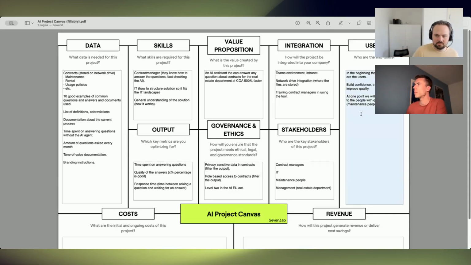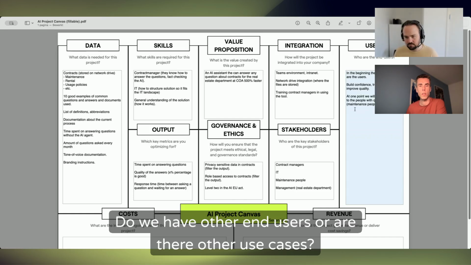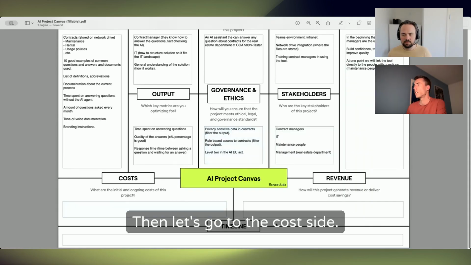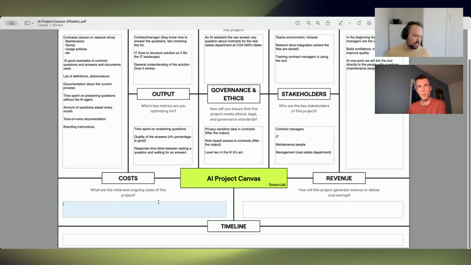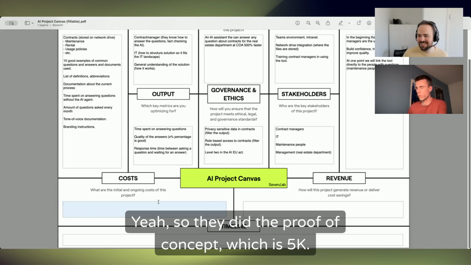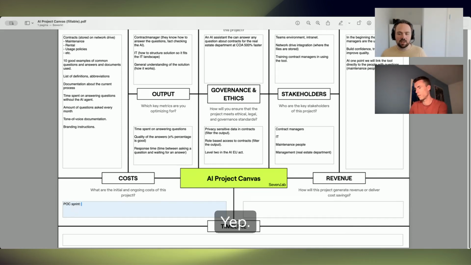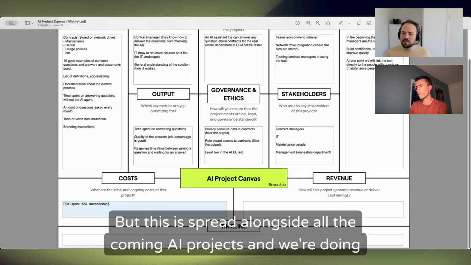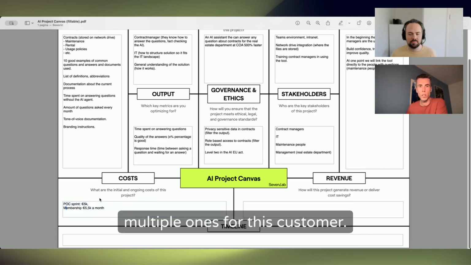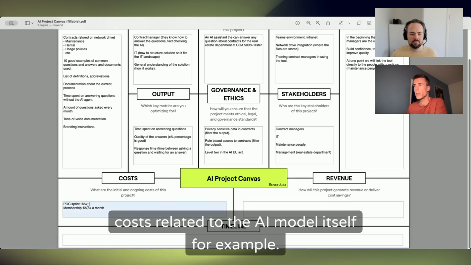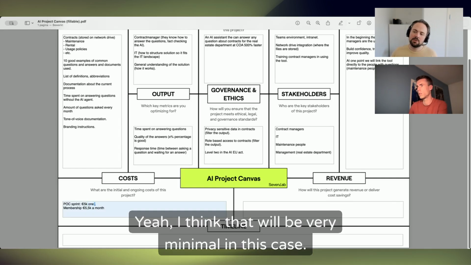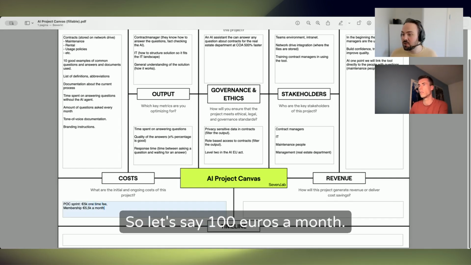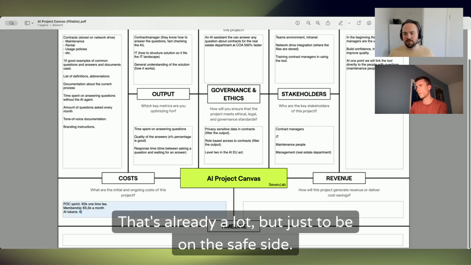Okay, nice. And do we have other end users? Are there other use cases? No. Then let's go to the cost side. What kind of costs do we have? So they did the proof of concept, which is 5K. And then they got the membership, which is 5.5. But this is spread alongside all the coming AI projects, and we're doing multiple at once for these customers. Costs related to the AI model itself, for example? I think that will be very minimal in this case. So let's say 100 euros a month. That's already a lot, but just to be on the safe side.